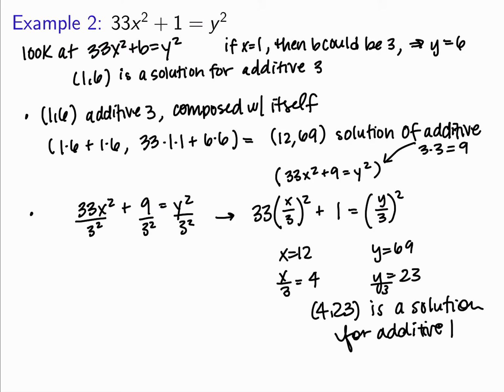Okay. All right, so that one wasn't too bad. We kind of had to play around a little bit. What did we do? Well, we found a solution to a different thing, and then we realized we didn't want this 9 here, so we divided through by it. And dividing through by 9 was like dividing my x and y by 3 because they got caught up here in that square. Okay, so that found me a new solution.